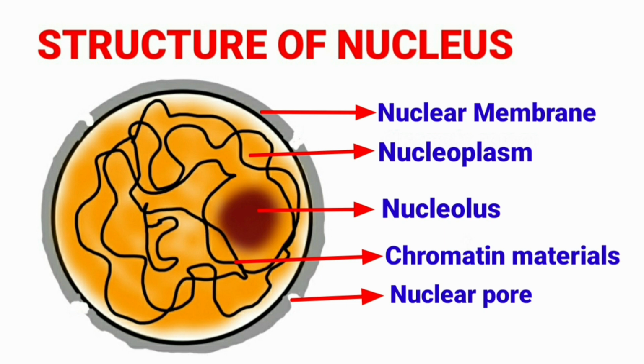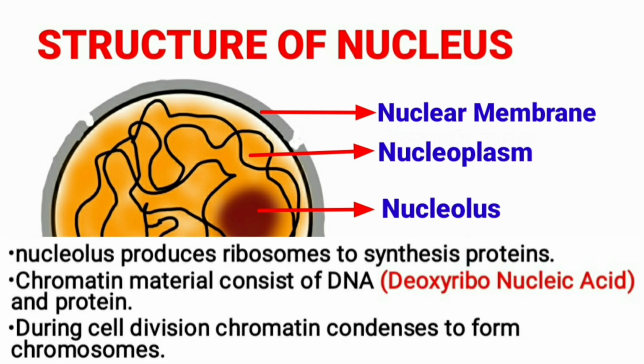Chromatin material is a network of thread-like structures which is made up of deoxyribonucleic acid, the DNA, and also proteins. DNA is responsible for storing and transmission of the hereditary material from one generation to another.